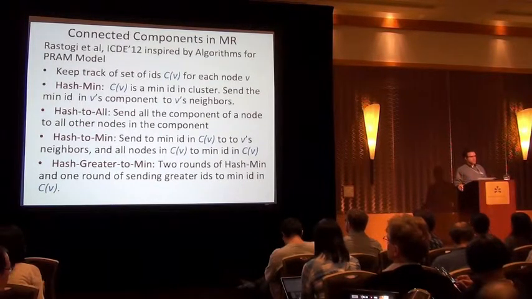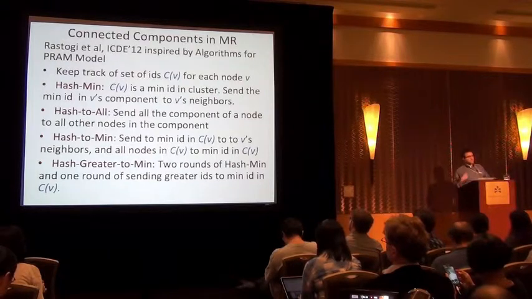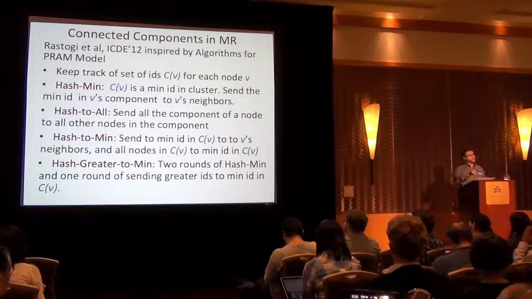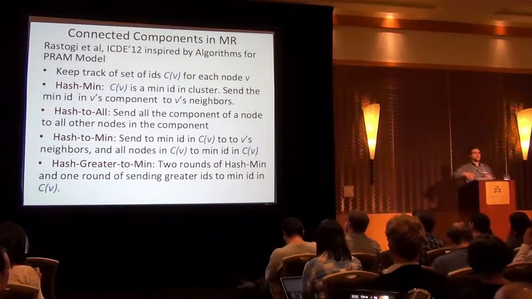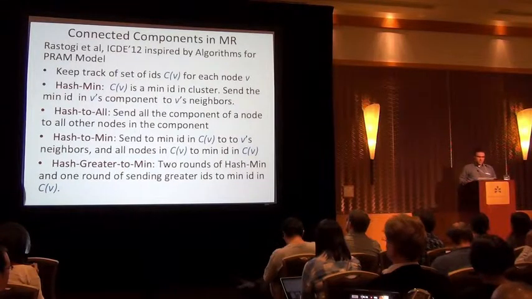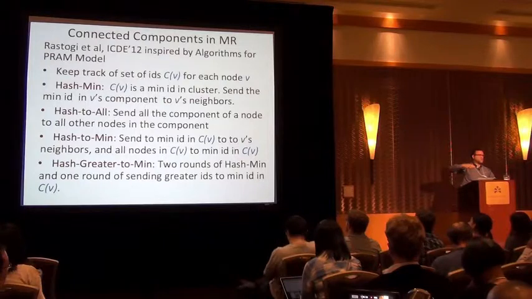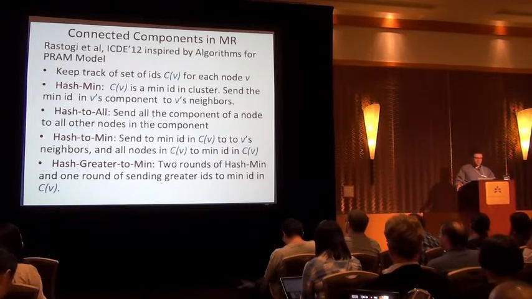The hash to min algorithm sends the min ID to all nodes in the cluster, but then it sends the whole cluster, or the whole connected component, to the min ID in each cluster. So these algorithms differ in terms of the number of rounds of MapReduce they take, and also in terms of the communication they have in each round.